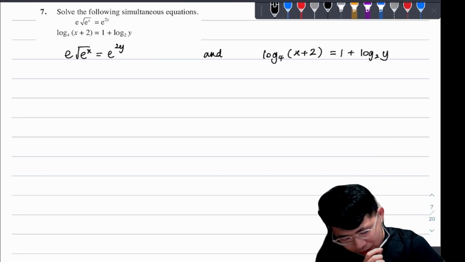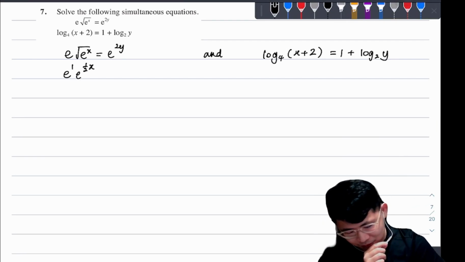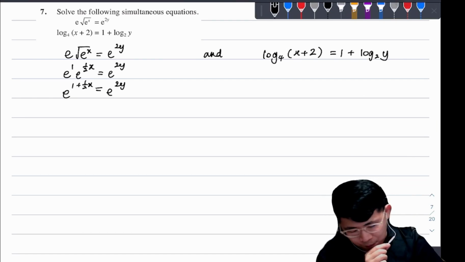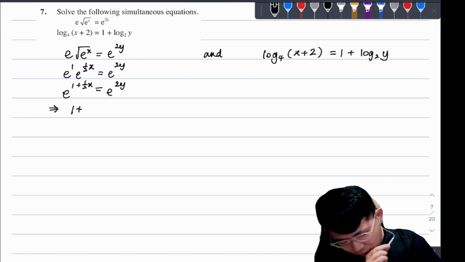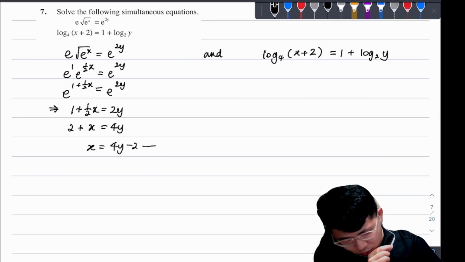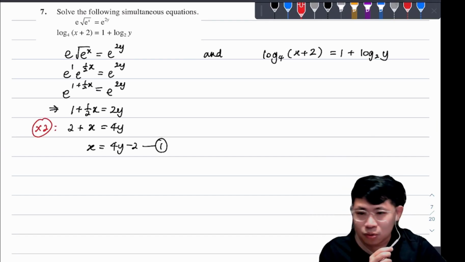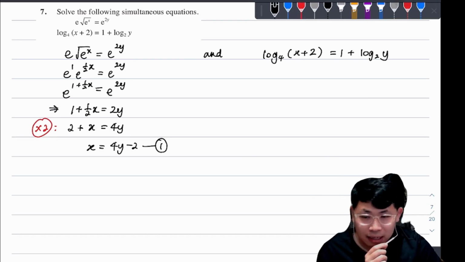So the first one will be e to the power 1 and e to the power half x, because square root is half. And then we have e to the power 2y. So let's push one more step further. e to the power 1 plus half x is equal to e to the power of 2y. Then comparing indices, 1 plus half x is equal to 2y. Everything times 2 will become 4y, so 2 plus x equals 4y, and x is equal to 4y minus 2. This is equation 1. So I have an equation tidied up already.